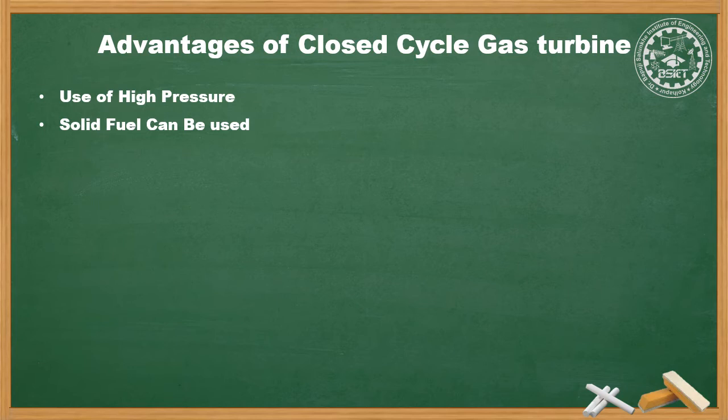The closed cycle avoids erosion and corrosion of turbine blades, as only clean air is passed through the turbine. Maintenance cost is low and reliability is high due to longer useful life. Filtration of incoming air is eliminated in the closed cycle, which solves a problem of the open cycle.